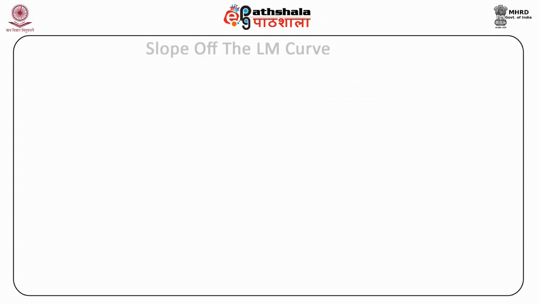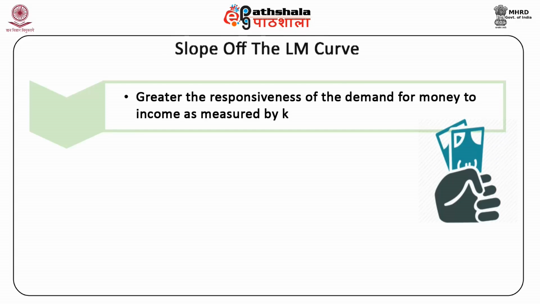Next, we have the slope of the LM curve. This implies that the greater the responsiveness of the demand for money to income as measured by K, and the lower the responsiveness of the demand for money to the interest rate H, the steeper the LM curve will be.